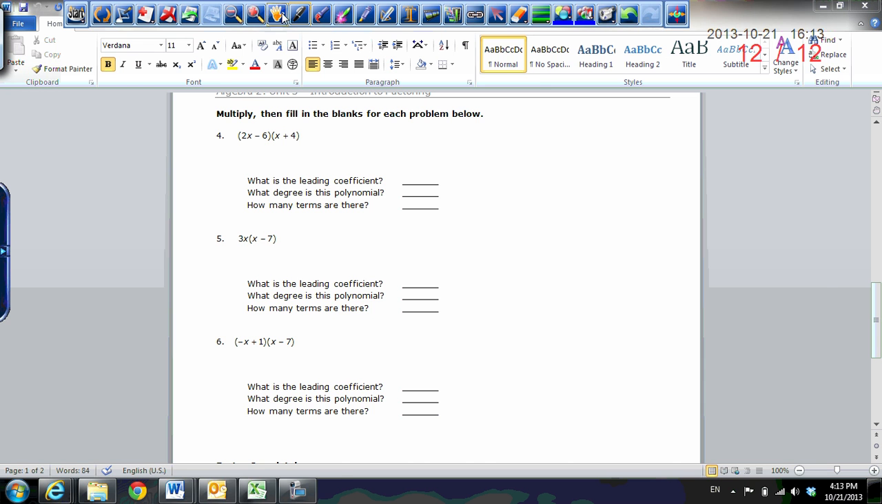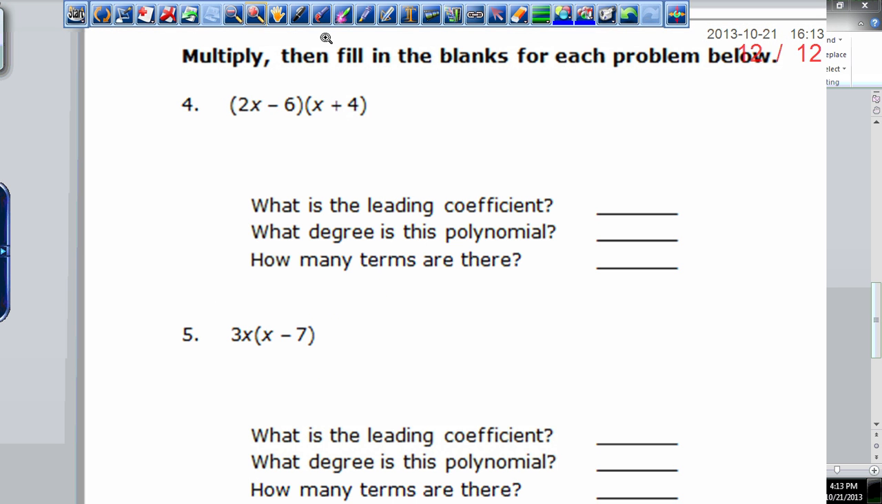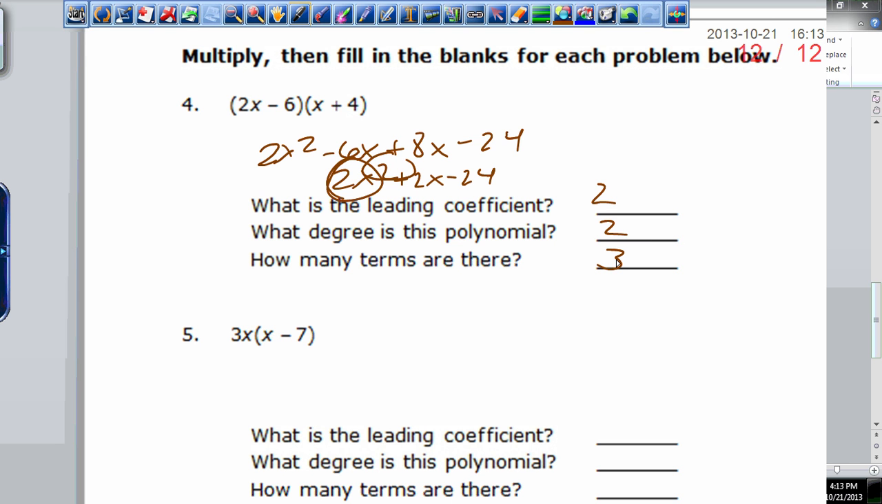So I'm going to multiply this first. You can do box method, you can do FOIL, you can do any other method you want as long as you get the same answer. So I get 2x squared minus 6x plus 8x minus 24. So I get 2x squared plus 2x minus 24. My leading coefficient is 2. My degree is 2. How many terms we got? 3. As you can see, it's very straightforward. The leading coefficient is that big number in front. Exponent is my degree. And then how many terms? I'm literally just counting 1, 2, 3 terms in my final answer.